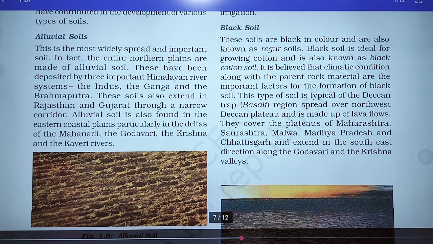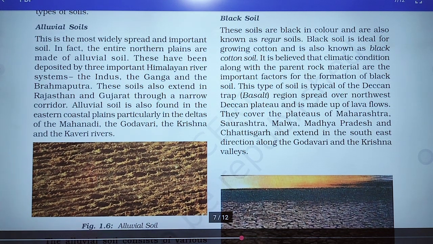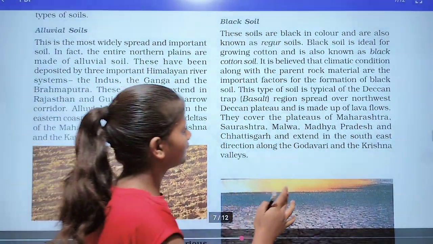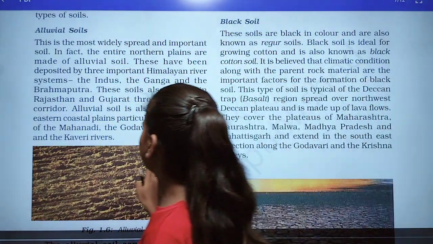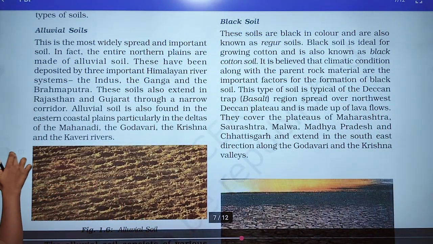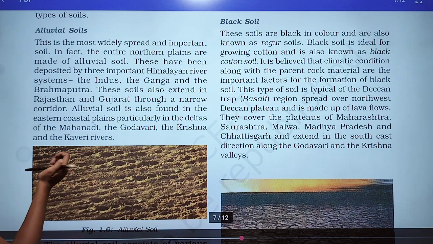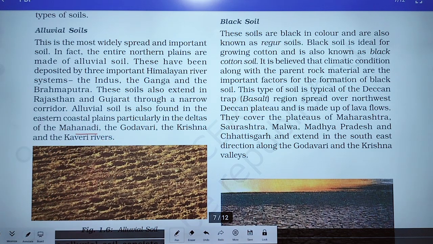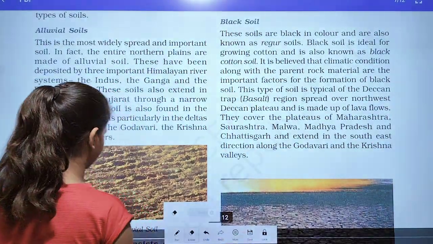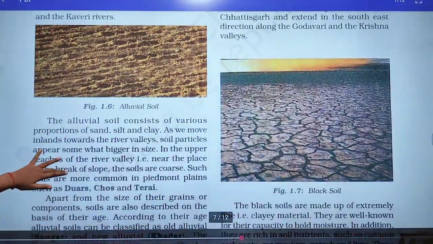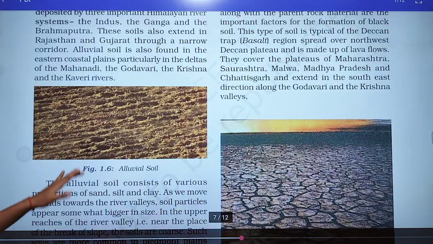Alluvial soil is also found in the eastern coastal plain, particularly in the deltas of the Mahanadi, the Godavari, the Krishna and the Kaveri. This one is the figure of alluvial soil.